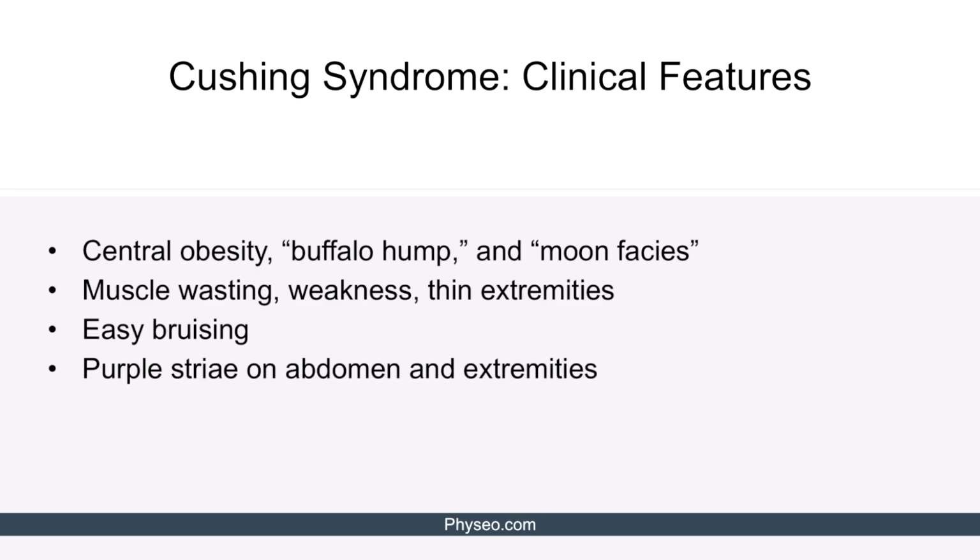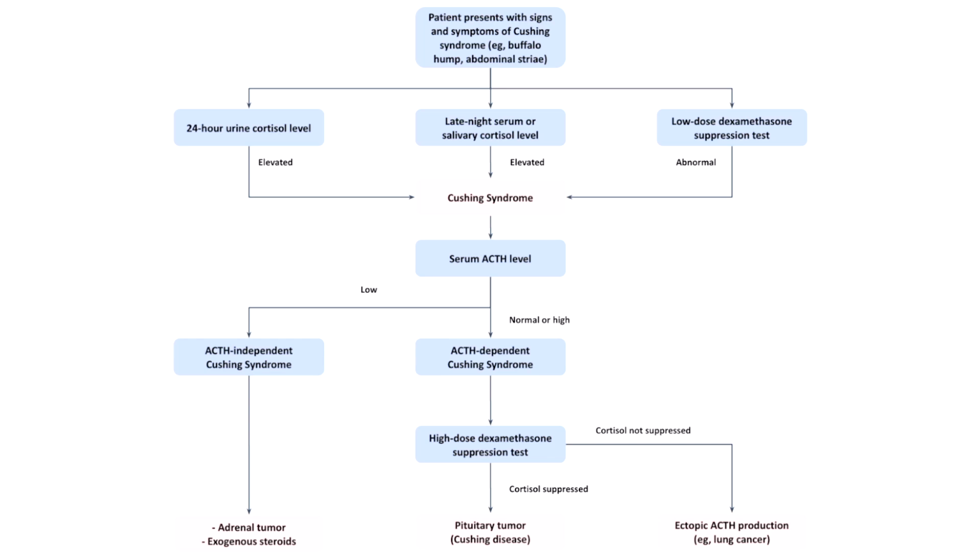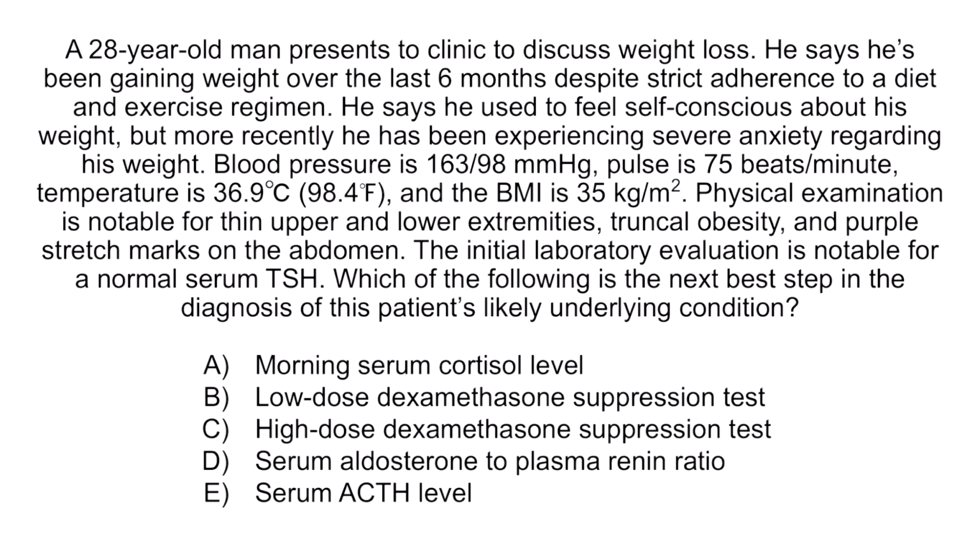Recall from this slide that patients with Cushing syndrome often present with central or truncal obesity, as well as thin extremities and purple striae on the abdomen. And recall from this slide that these patients may also sometimes have hypertension and psychiatric symptoms, such as anxiety. Recall from our algorithm that when a patient presents with signs and symptoms suggestive of Cushing syndrome, clinicians may order one of 3 available tests, including a low-dose dexamethasone suppression test, which was the correct answer for the question.